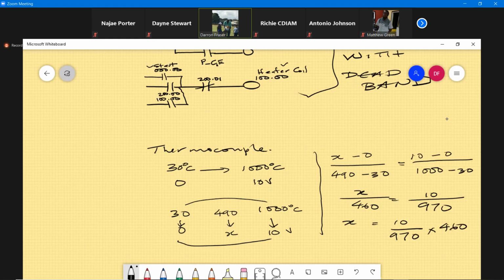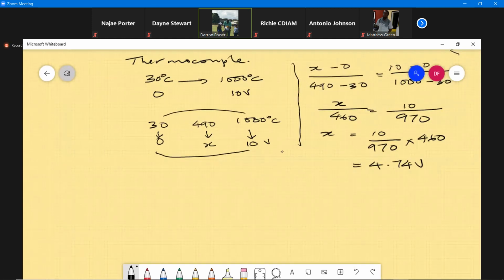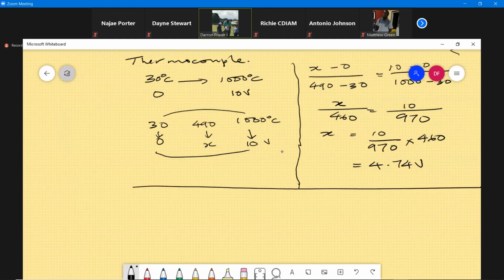Here is my calculator. If anybody has a calculator and can work that out, please do. So 10 divided by 970 times 460. I get 4.74 volts. All right, so we know that it is 4.74 volts.